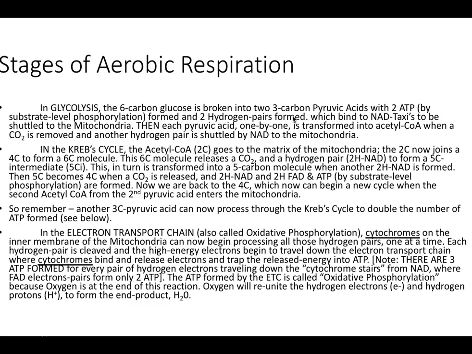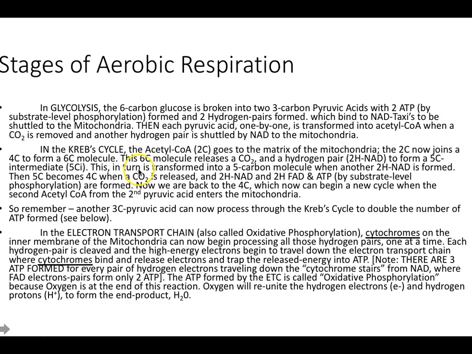When you take the pyruvate or pyruvic acid and get rid of the CO2 and get rid of another hydrogen pair and get CoA to be a taxi for that 2-carbon acetyl group, then that is that transition between the cytoplasm and the mitochondria. So the mitochondria is going to first begin the Krebs cycle. And the acetyl-CoA goes into the matrix of the mitochondria. The 2-carbon joins 4-carbon to form a 6-carbon molecule. The 6-carbon releases a CO2 and a hydrogen pair to form a 5-carbon intermediate.